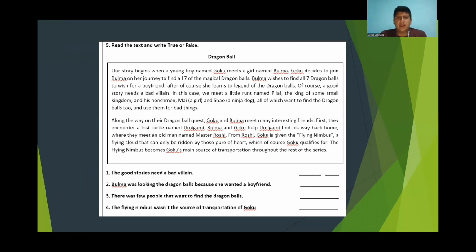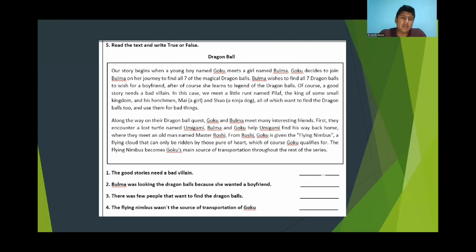After this, you have a reading about an anime, a cartoon that was very common for the students, and actually continues being very common. This is about Dragon Ball. This reading has all the names and all the situations that the students are going to solve after this. So after the reading, you can find these statements.